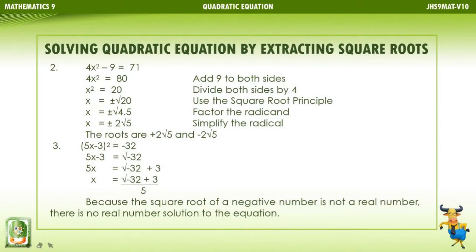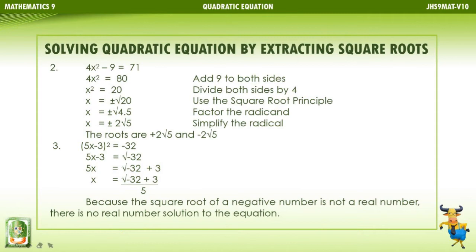Solving quadratic equation by extracting square roots. 2. 4x squared minus 9 equals 71. 4x squared equals 80, add 9 to both sides. X squared equals 20, divide both sides by 4. X equals positive negative square root of 20, use the square root principle. X equals positive negative square root of 4 times 5, factor the radicand. X equals positive negative 2 square root of 5, simplify the radical. The roots are positive 2 square root of 5 and negative 2 square root of 5.